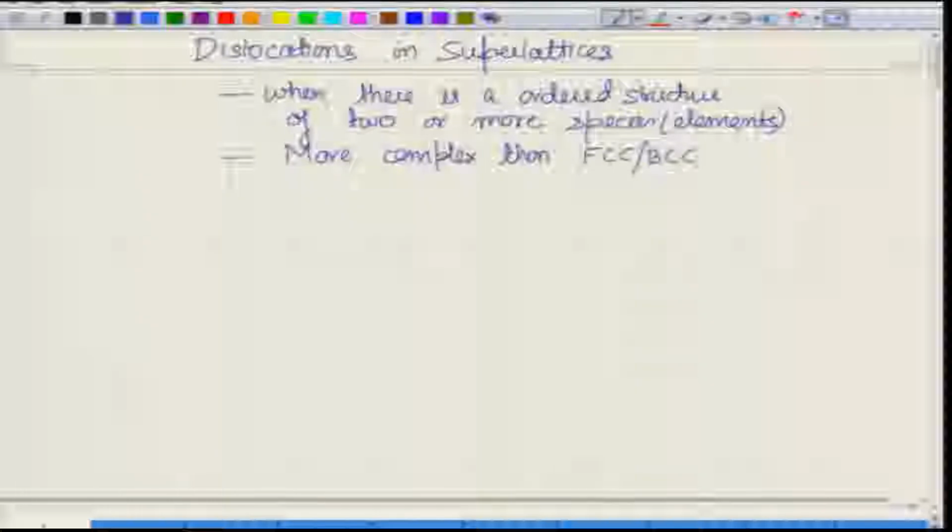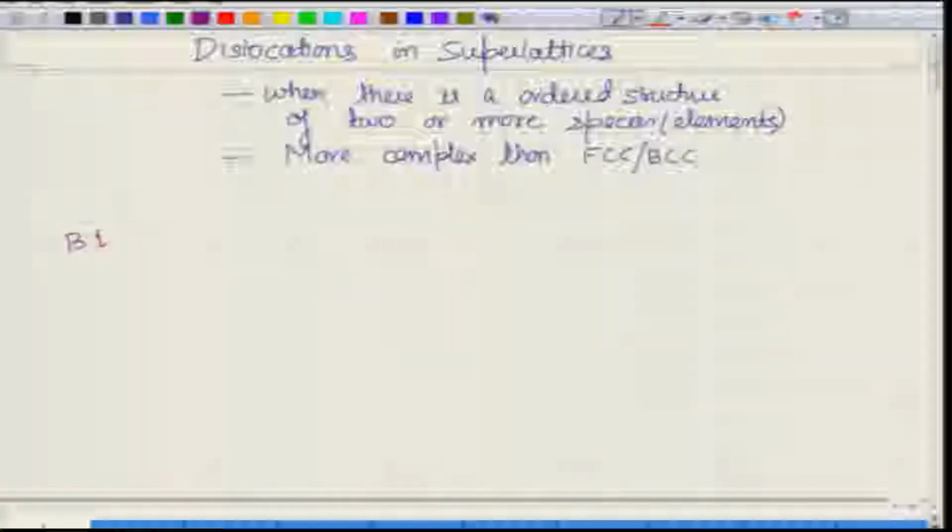Okay. So, to begin with, we will see some examples of superlattices. What are some of these superlattice structures? There is a designation or a name given to each of these. One of these is the B1 structure. And how does it look like? This is something like NaCl or rock salt structure, which we saw in our previous example when we were discussing the ionic systems.